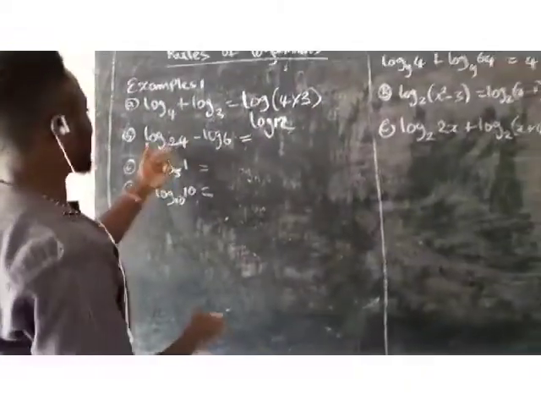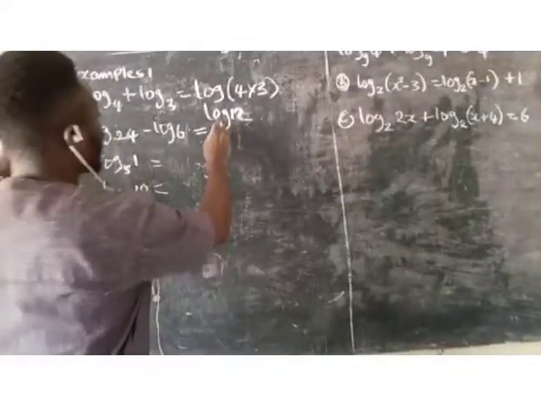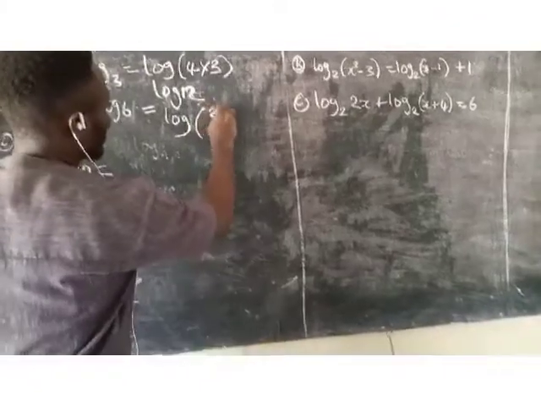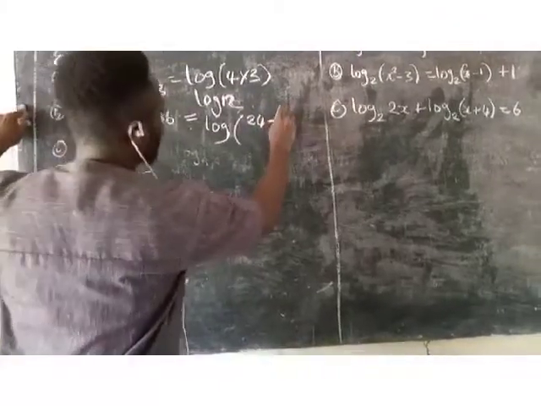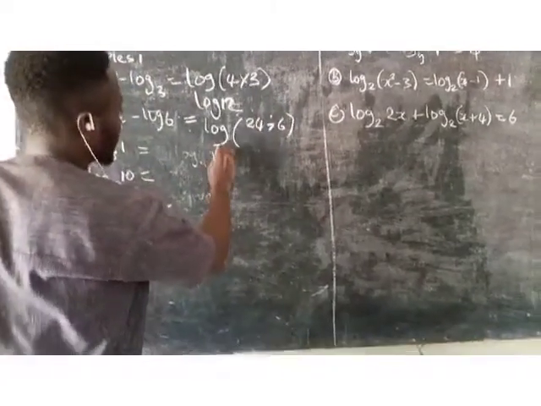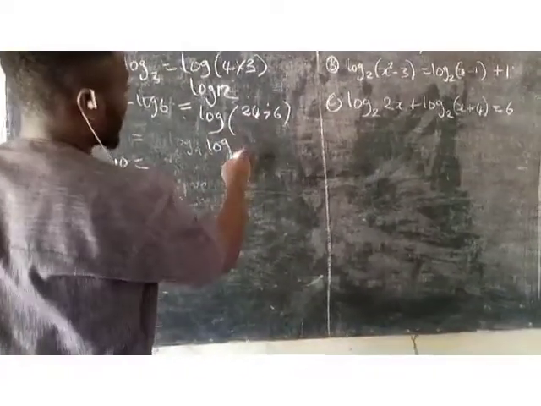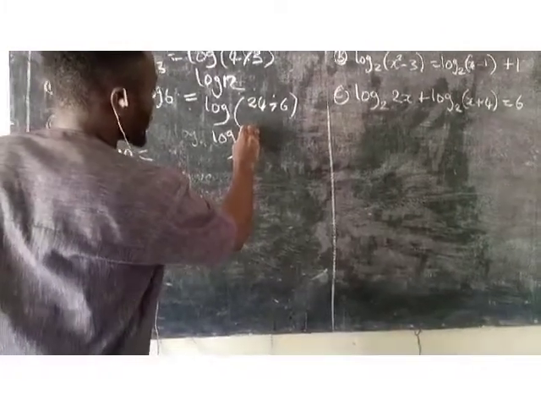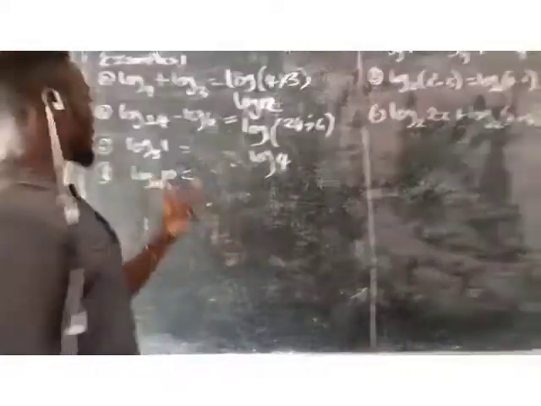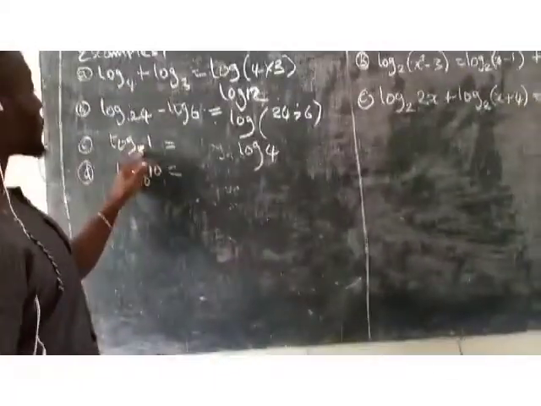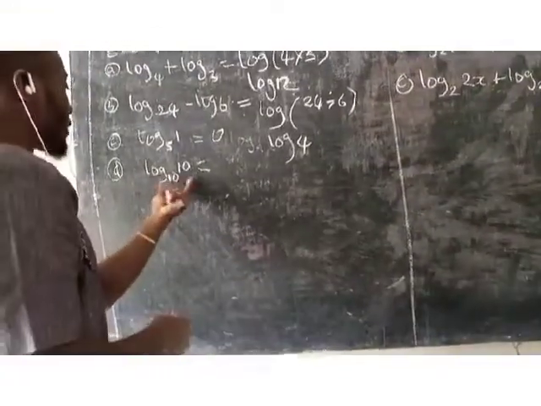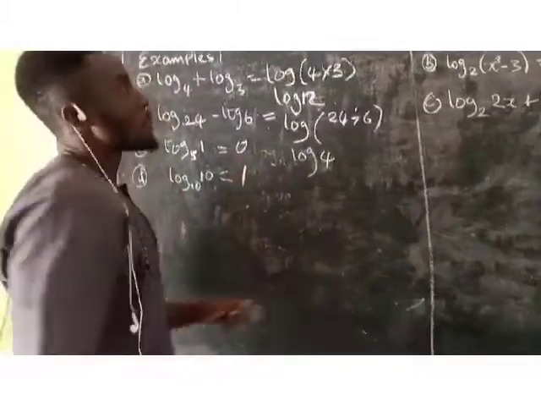And here, it's the same thing as log of 24 divided by 6, which is the same thing as log 4. And from the rules of logarithms, log of 1 to any base is the same thing as 0, and log of the base to any value is the same thing as 1.